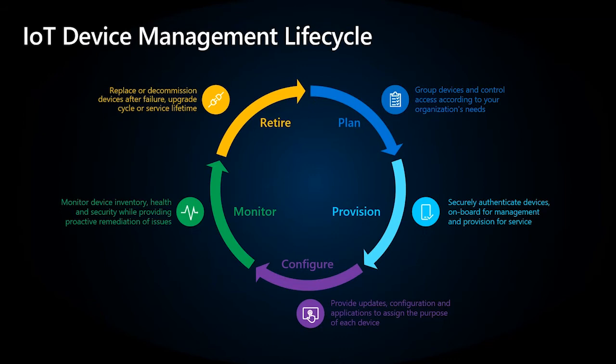You want to be able to understand who's controlling what, which device, and give them access. After plan, you're going to provision. Provision is all about securely authenticating devices on board for management and provision for service. The next part is configuring. This is all about providing updates, configuration, and applications to assign the purpose of each device.